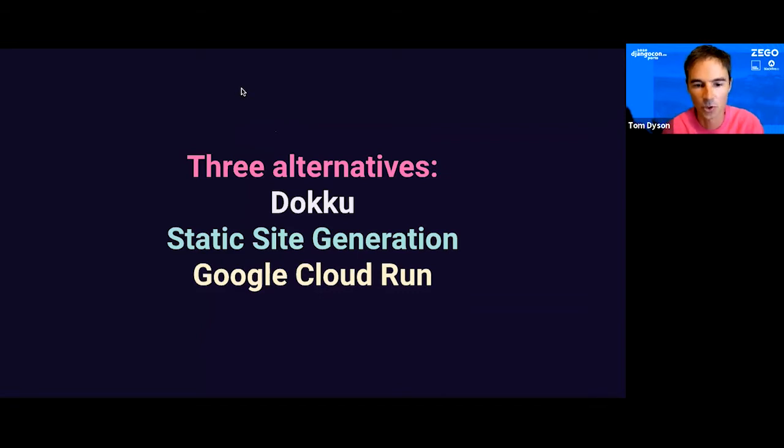The first one is called Dokku, and a way you could think about Dokku is like a really simple open source Heroku. It's actually a long bash script that manages Docker containers on a Linux server, but you don't really need to know how it works. You just need to know the two lines to install it, and then how to push your site to it to make it live. The second one is static site generation.